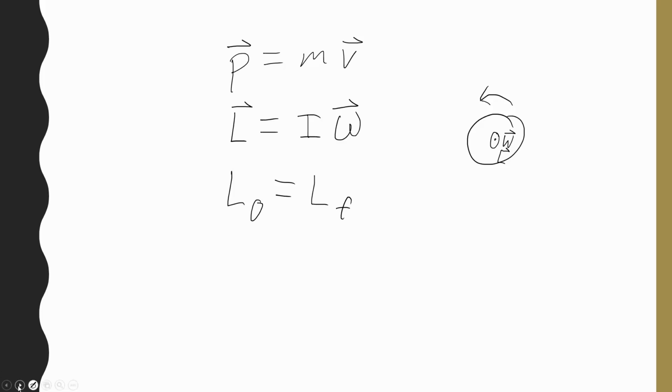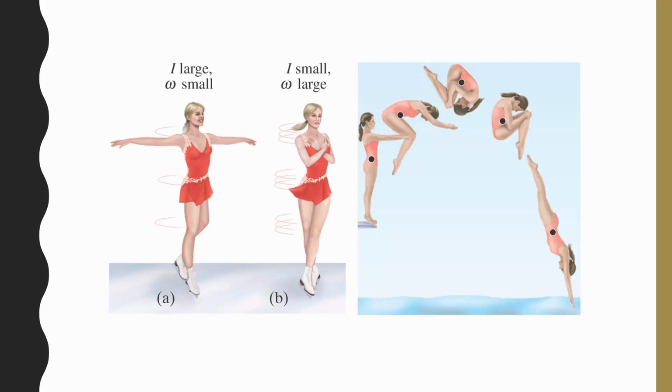Conservation of angular momentum explains a whole host of phenomena, not the least of which is why figure skaters can spin so fast. So if you've seen them do these spins, they'll start out with their arms outstretched, and actually their leg is usually outstretched here too. Here's a leg. And then when they pull all of those limbs in, they have increased their angular velocity by decreasing their angular inertia, their moment of inertia.